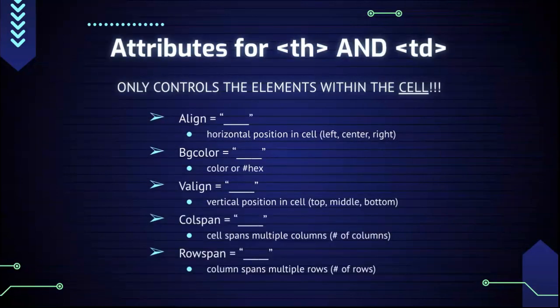TH and TD have the same attributes, and any attributes you add to them will only control whatever is inside that one cell. This is what you can use to change the color of each cell, so every cell in a row can have a different color. The alignment of the text can be different, and valign is the same thing as before. The only difference is now there's also colspan and rowspan. Colspan expresses how many columns a cell can span across, and rowspan expresses the number of rows a cell can span across.